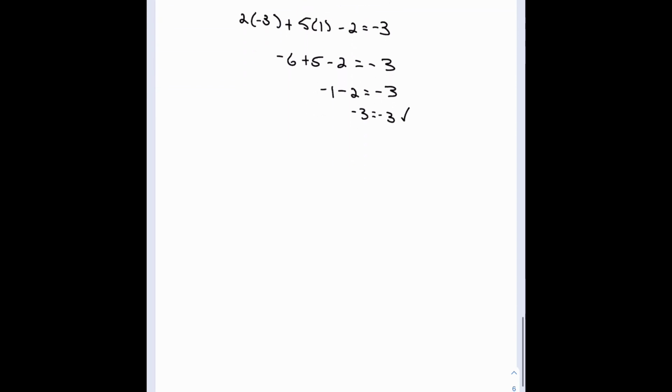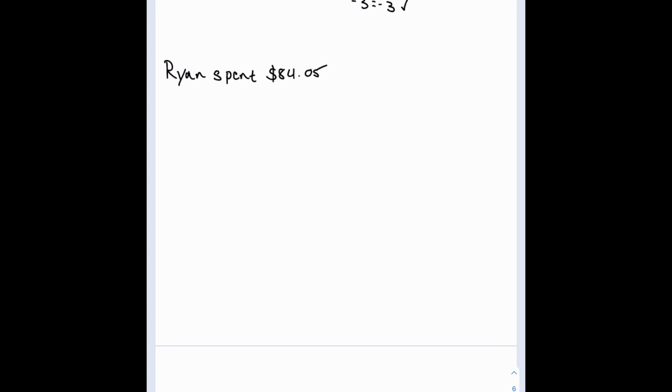So last up, you guys were asking for some work with word problems. So we could take a look at the word problem from your quiz again. This was problem number 6, if I remember correctly. So this problem says, Ryan spent $84.05 to purchase 13 flowers. He bought 2 different types of flowers. Rhododendron.